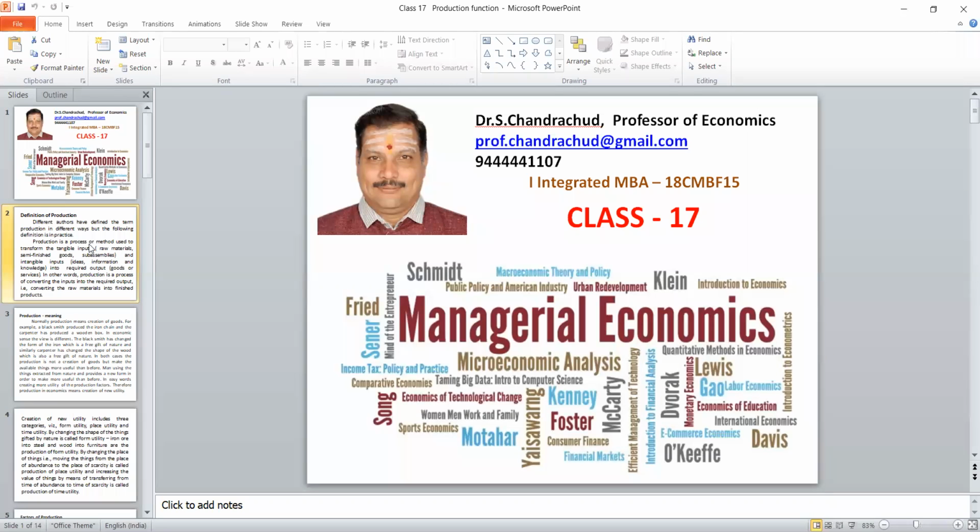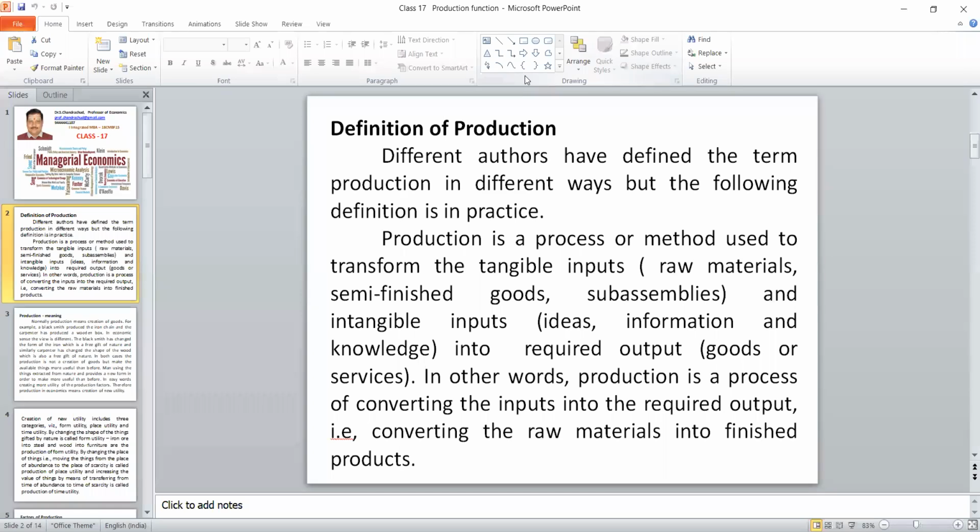So far, we have completed Unit 1 and 2. Today, we are going to start Unit 3. This particular unit discusses production analysis and cost analysis. Today, we will see what is the meaning of production and what are the factors of production and how they are remunerated, and then a definition of production function. Tomorrow we will see input output decision.